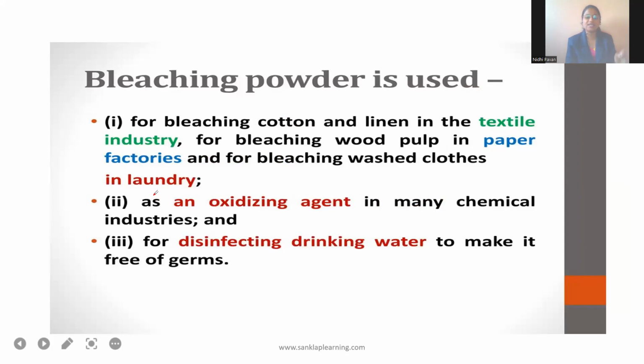Next, it is used as an oxidizing agent, to add oxygen or to remove hydrogen. And it is used for disinfecting drinking water. To disinfect means to remove the germs, all the infectious agents in the drinking water.